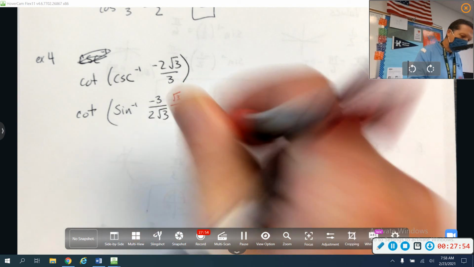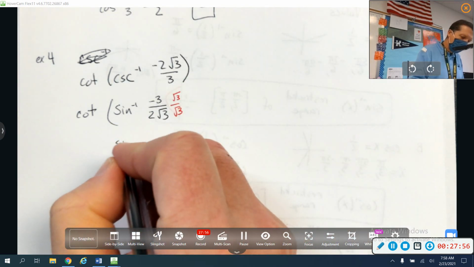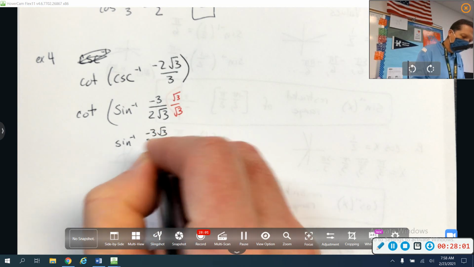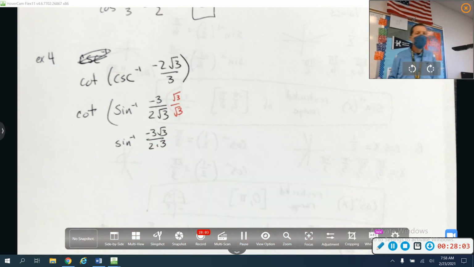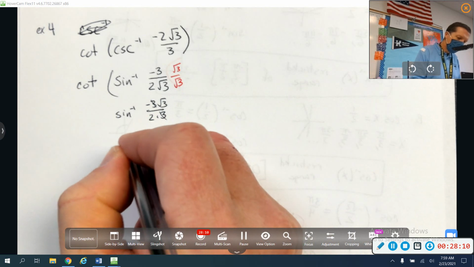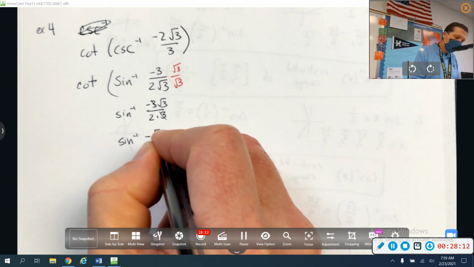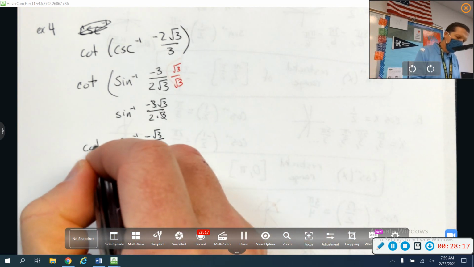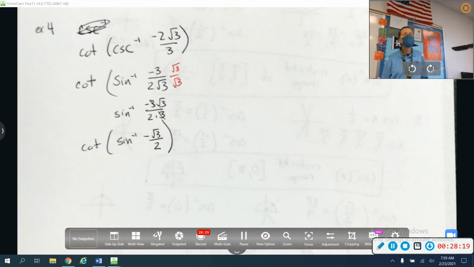But if I fix it, let's see, negative 3 root 3 over 2 times 3. Threes cancel. Inverse sine of negative root 3 over 2. Okay, that looks much better. That I can deal with. Still got 2 problems to do, but that looks a lot nicer.